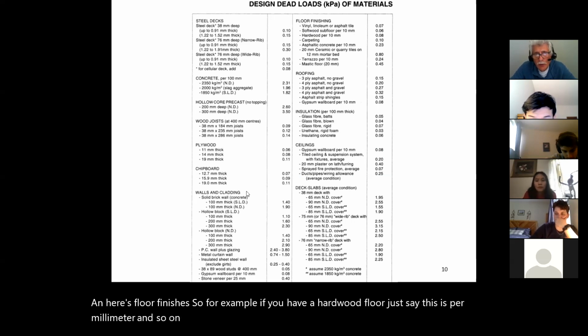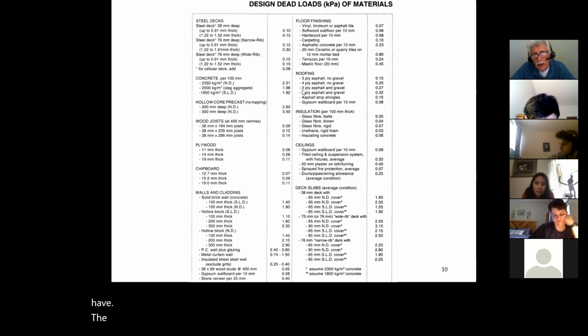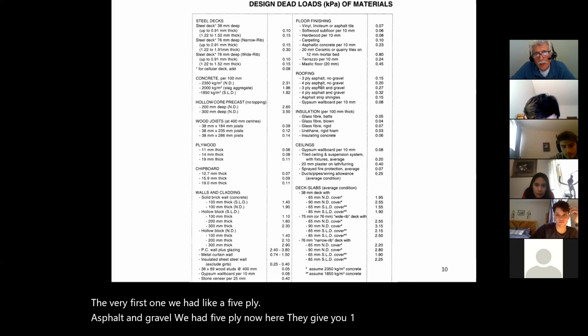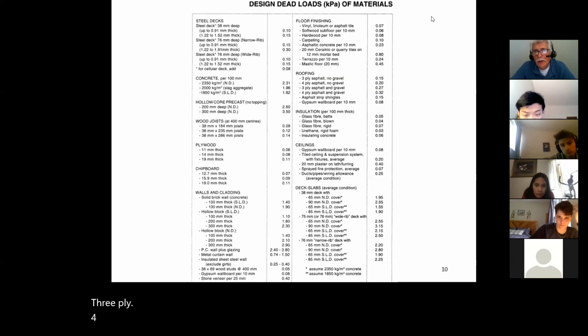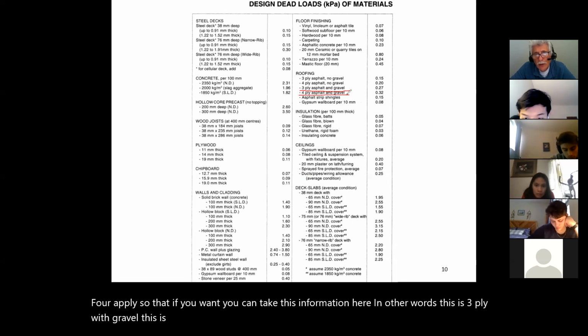So here, this is a good table where you can start getting values of how to calculate the dead load of the materials that the member is carrying. So like in our case, we have the very first one, we had like a 5-ply asphalt and gravel. Now here they give you one for 4-ply, 3-ply, 4-ply. In other words, this is 3-ply with gravel. This is 4-ply with gravel, okay? And if you look here, this is a 3-ply with no gravel and a 4-ply with no gravel.